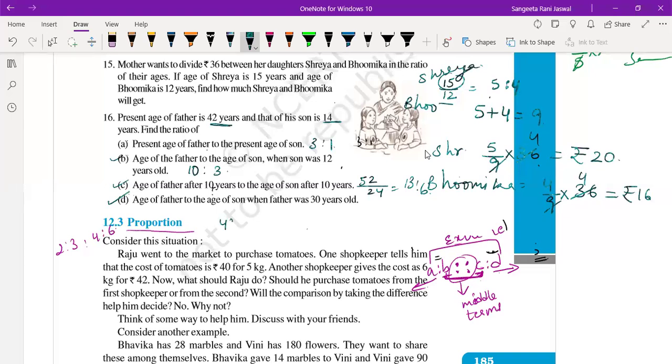Mom, 42. 12 years back. So 42 minus 30 will be, that means 12 years back. What was son's age 12 years back? Mom, today son is 14. So son's age 12 years back was 2 years, no? Yes. So find the ratio.